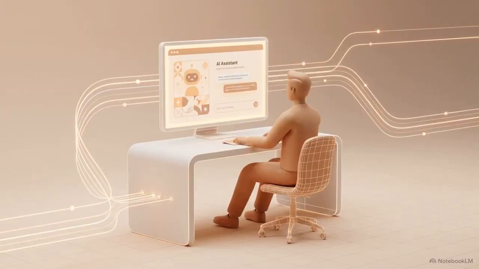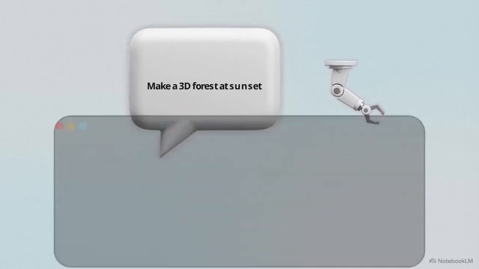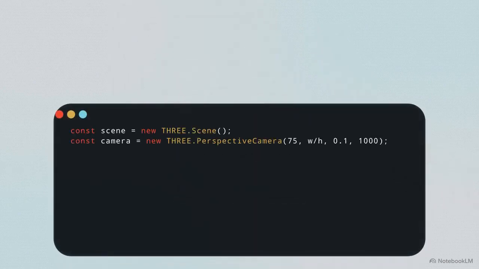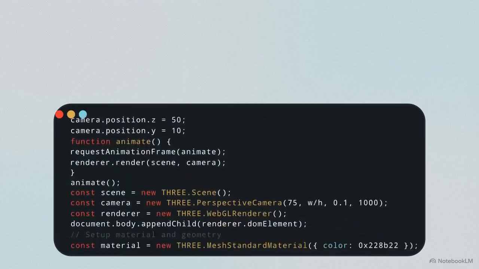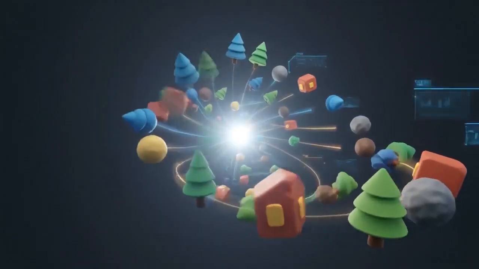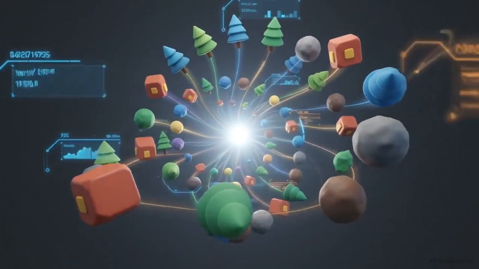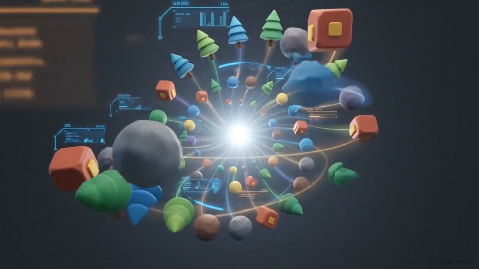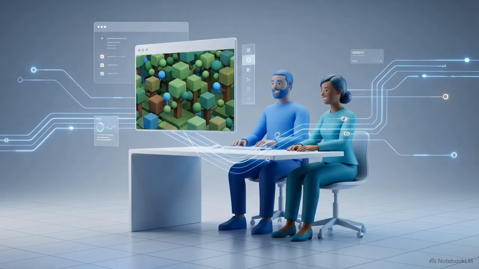The most recent shift in development is the rise of vibe coding. This refers to using AI agents to generate code based on natural language prompts, allowing developers to focus on high-level intent rather than manual syntax. A developer can provide a plain English prompt and have an entire scene, complete with geometries, materials, and lighting, populated by AI. This makes 3D scene creation accessible to a much broader range of creators.